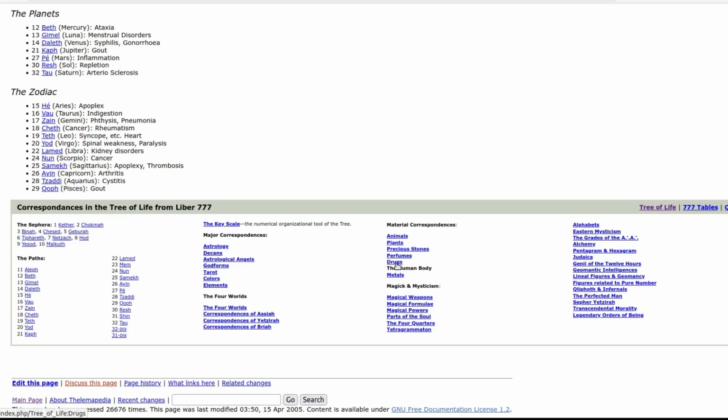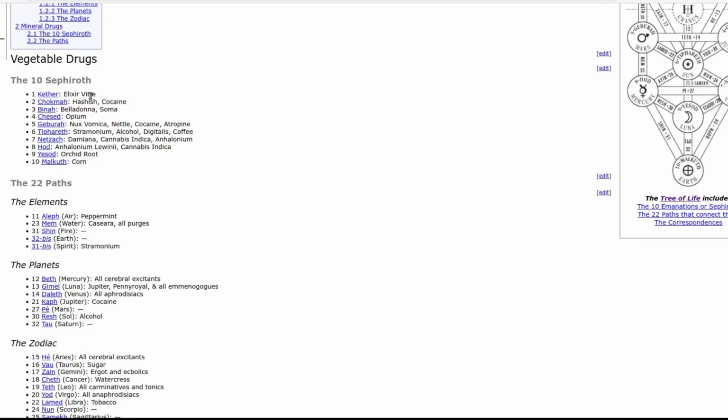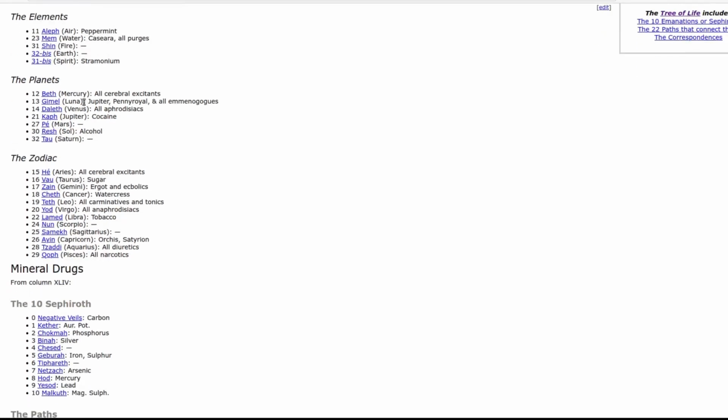Going on, let's go to the drug section. Again, if you can understand the centers, you can then understand different herbs. So again, Keta, elixir vitae, elixir of life, Hokma, hashish, cocaine, Banar, belladonna, soma, Hesed, opium, etc., etc. Peppermint for air, cerebral excitants. So here you go.